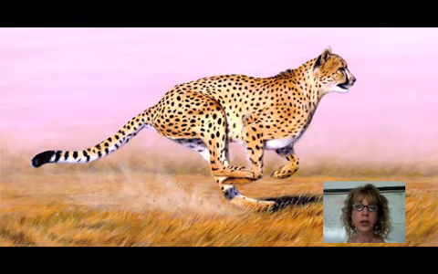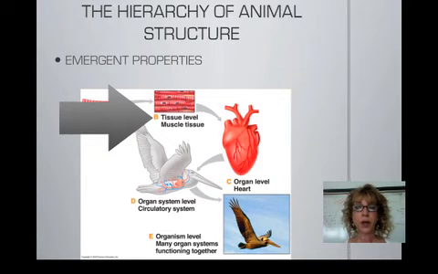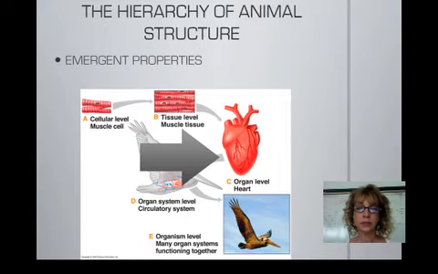When we look at the hierarchy of organization, we have to recognize emergent properties. Life is characterized by these levels of organization, each of them having emergent properties. Those are properties that were not present in the levels before them. Animals, as you know, are multicellular organisms with specialized groups of tissues. Those tissues are grouped into organs.